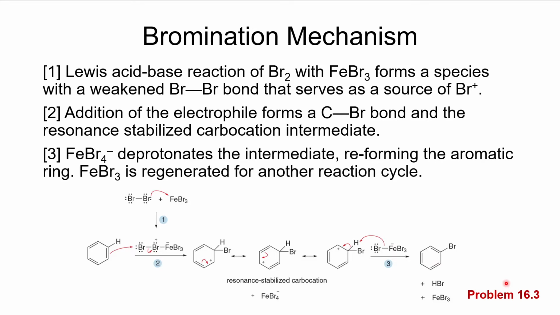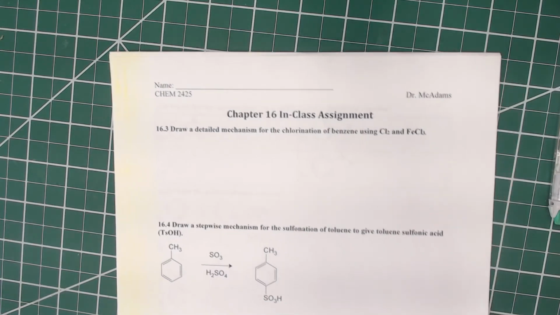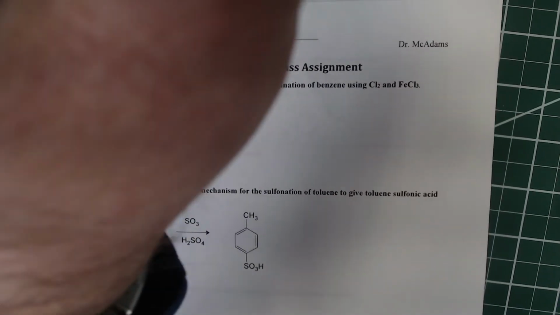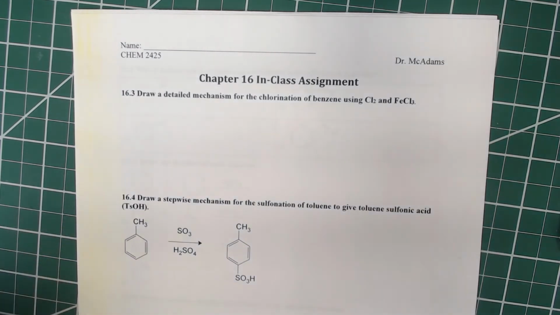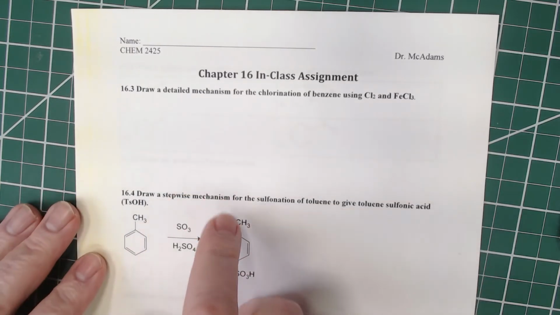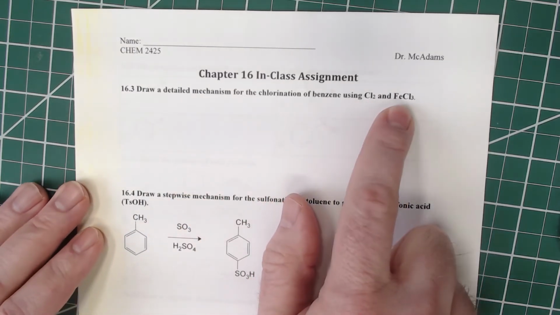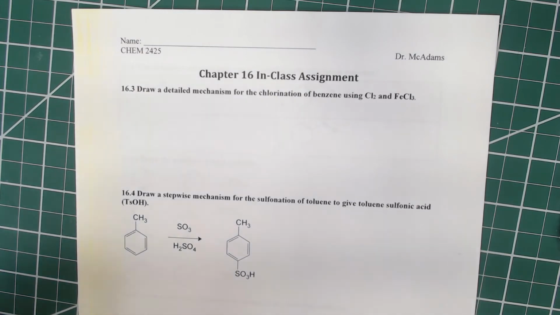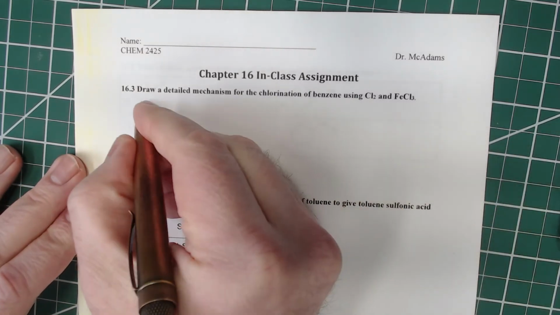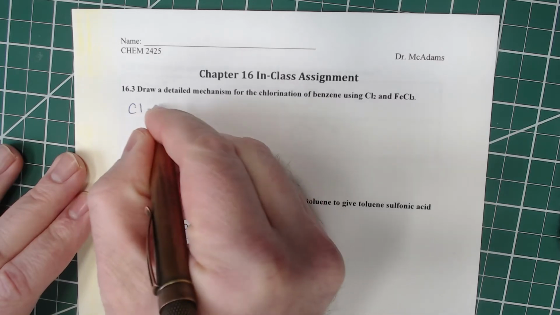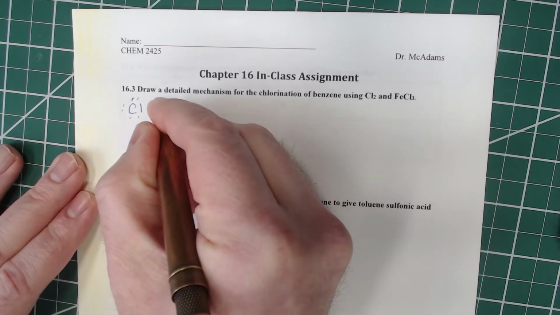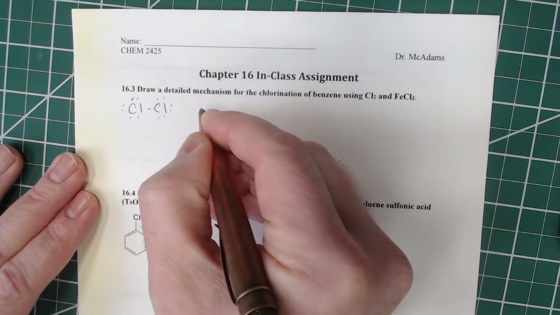Let's look at number 3. All right, so we want to draw a detailed mechanism for the chlorination of benzene using chlorine and iron(III) chloride. We're going to start by reacting the chlorine with the iron(III) chloride. This will be just like the one we saw a minute ago. And if you need to, you can go back and look at the mechanism that I had in the presentation a minute ago.